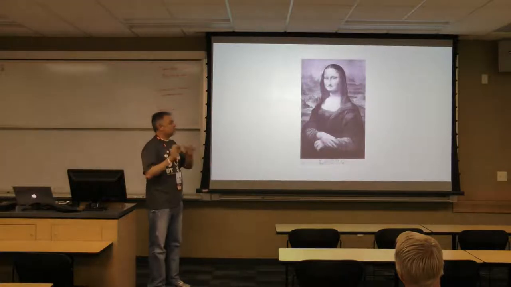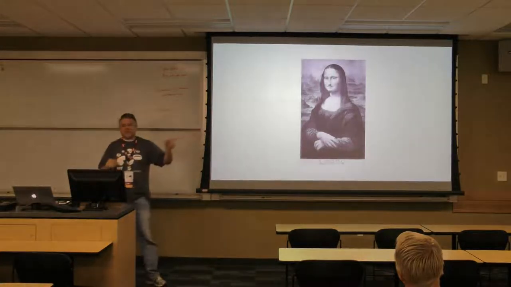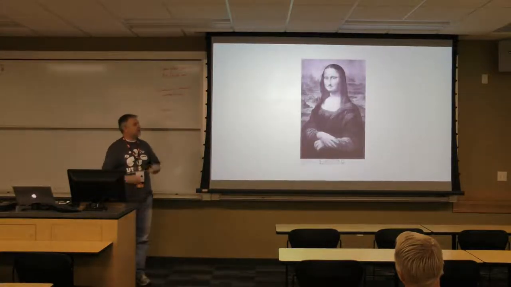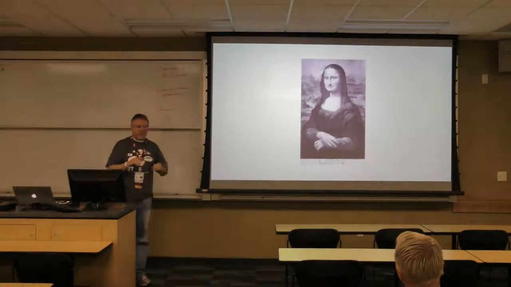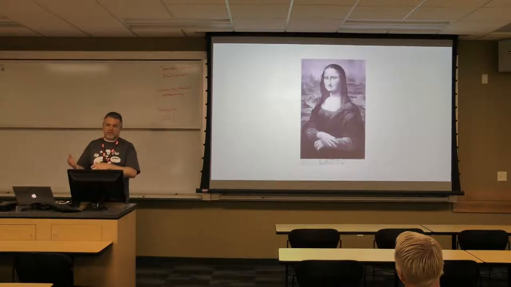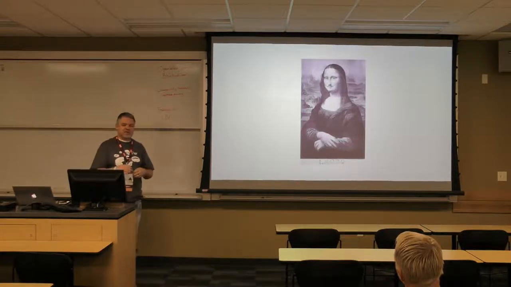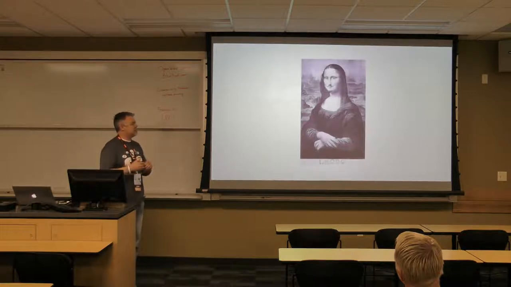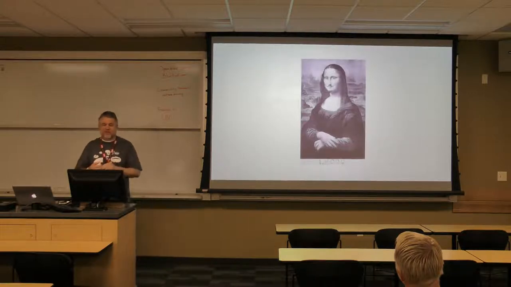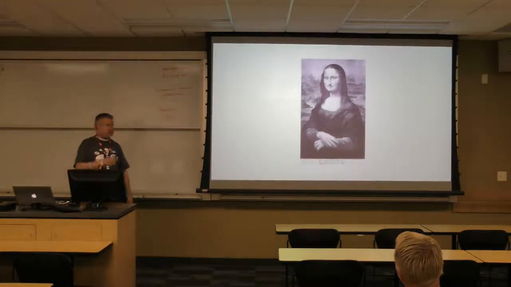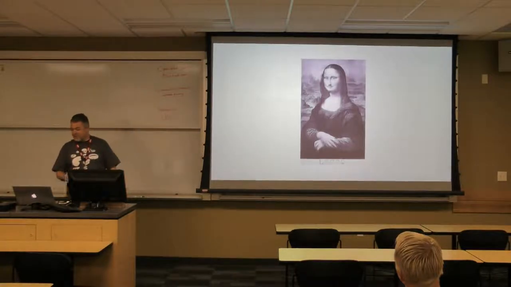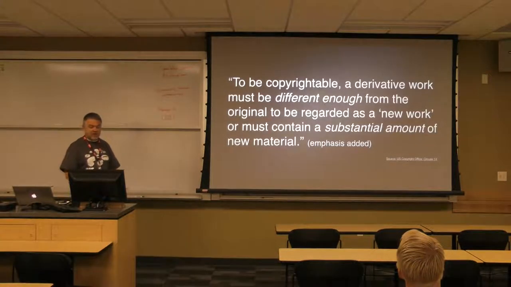If you go to Wikipedia, you'll find this picture. This is actually in the public domain. This is a canonical example of a derivative work. It's the Mona Lisa, but this particular one was not created by Da Vinci. This has a Mona Lisa there with a little mustache and a goatee. This is an example of a derivative work. So here is the definition of a derivative work from the U.S. Copyright Office.